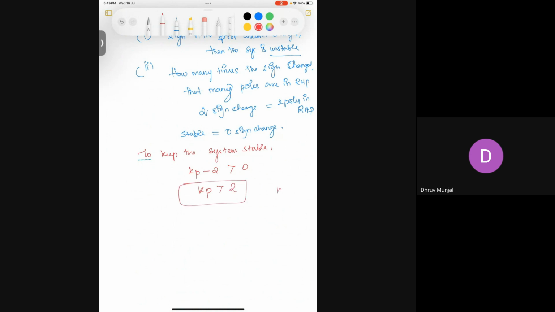So for all the Kp's greater than 0, the system will work. Numerically, it should be greater than 2. So the minimum bound is K should be greater than 2 when Ki equal to 1. Right? Any questions so far? Do you have any doubt here?